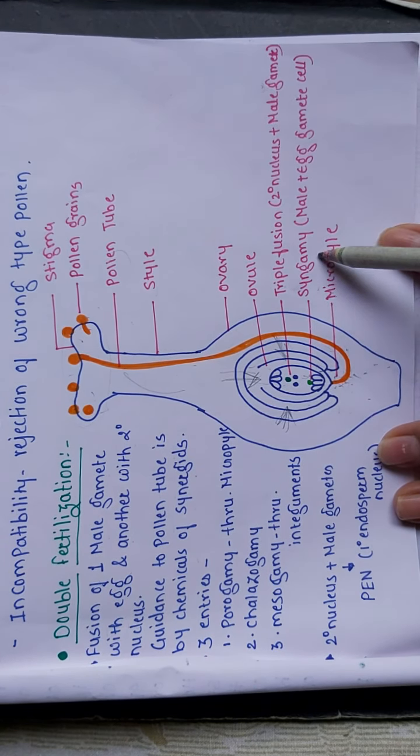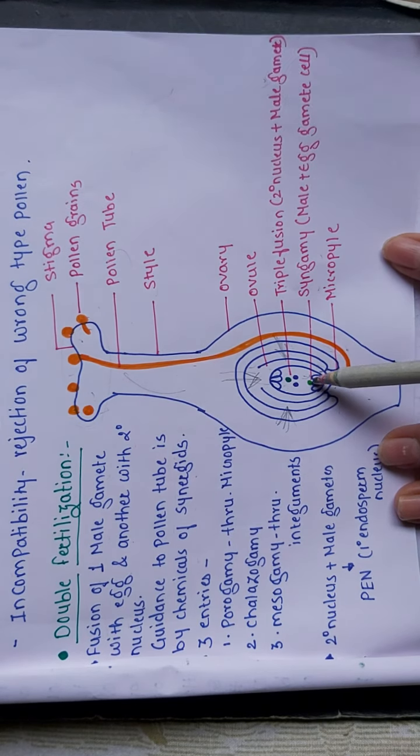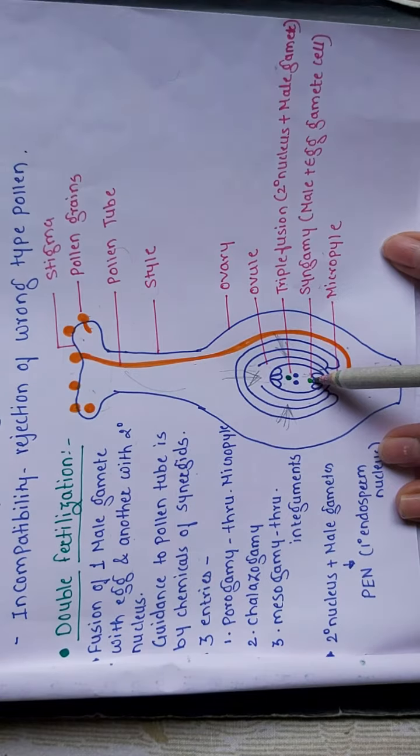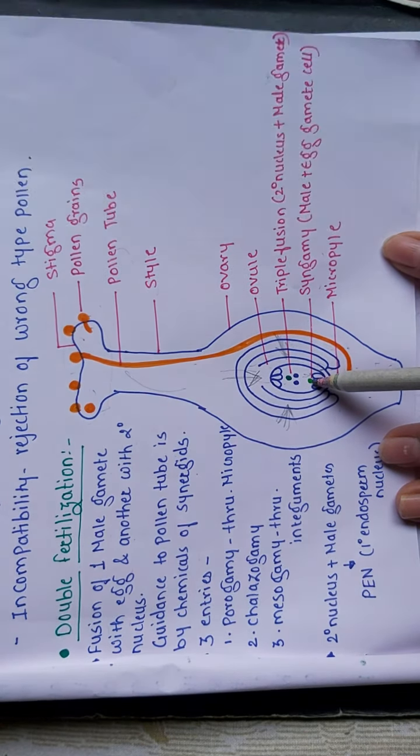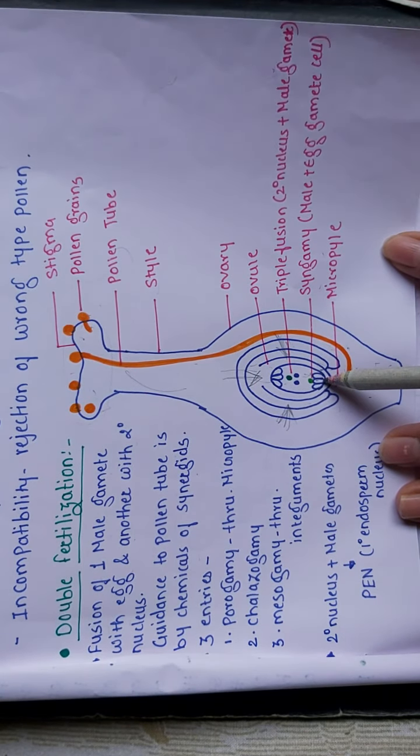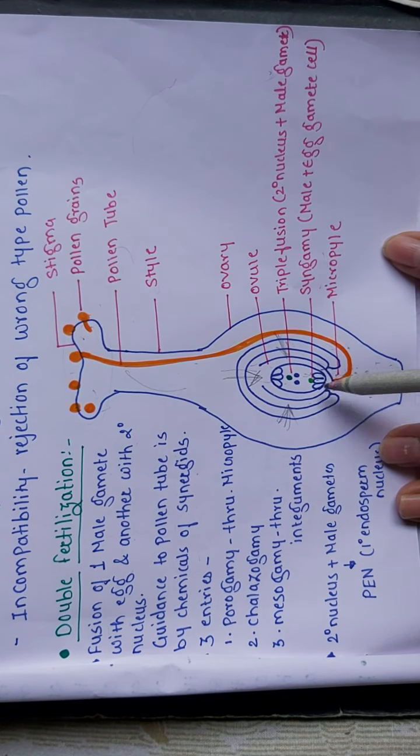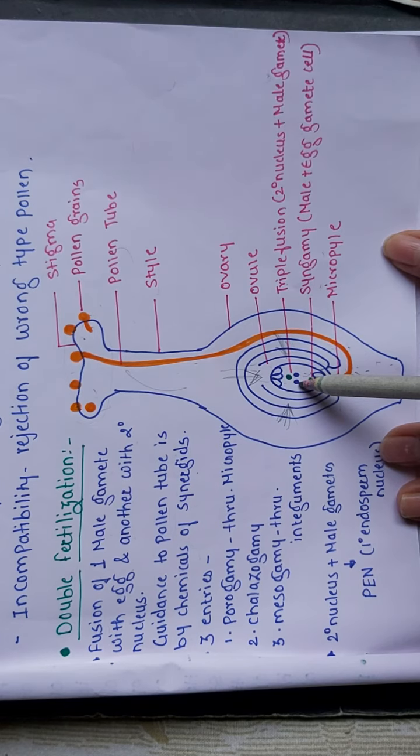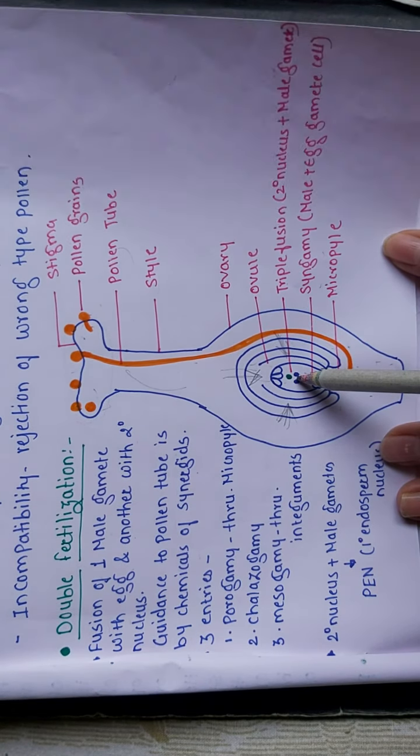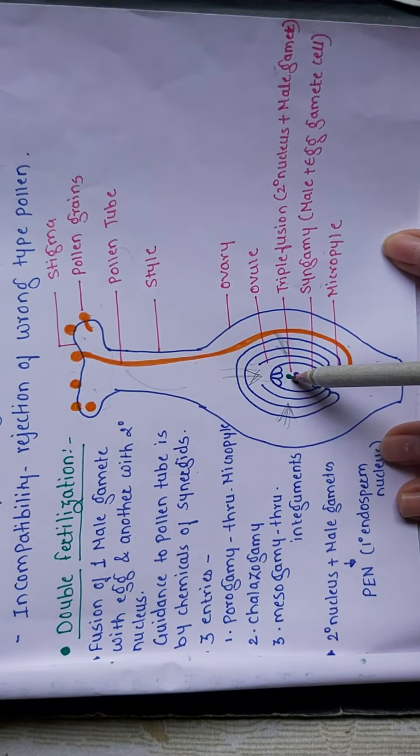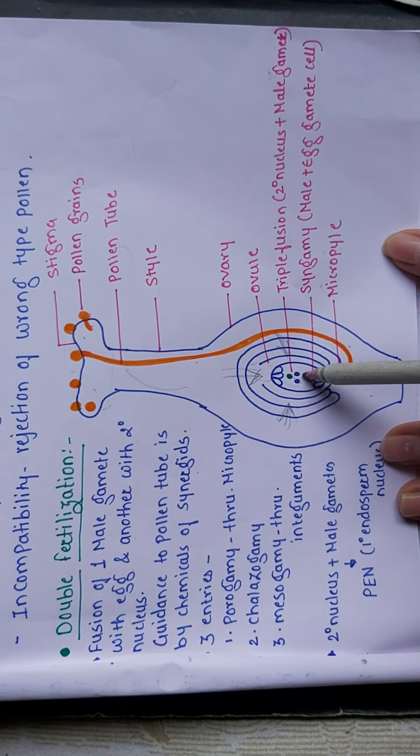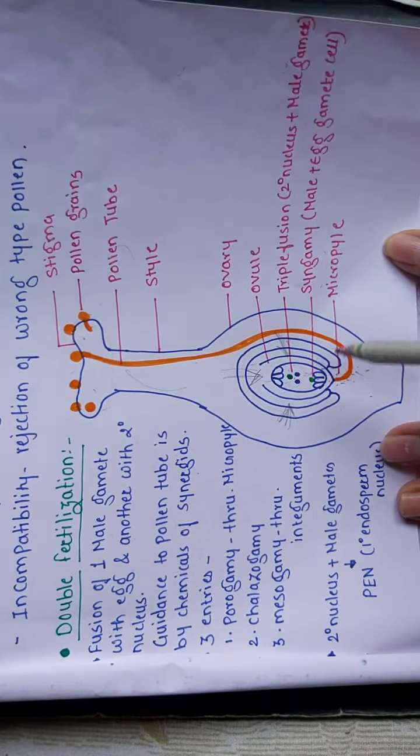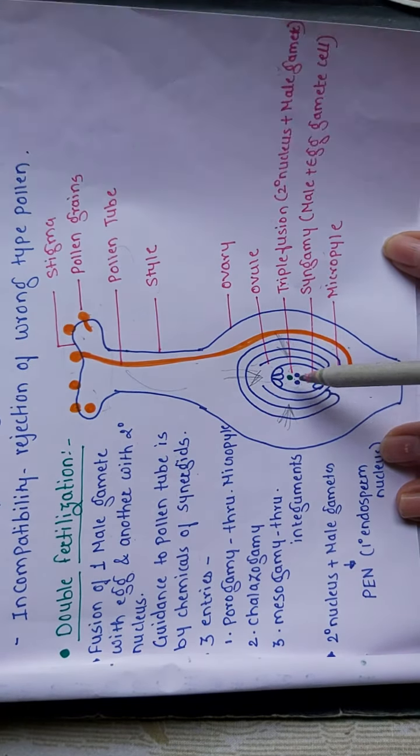Okay, syngamy is nothing but the fusion of the male gamete. This green, hopefully you can see here that I have made a dot. Okay, it is the fusion. This male gamete fuses with the female gamete, that is the syngamy. And the triple fusion, these two are the secondary nucleus of the embryo sac or female gametophyte. It fuses with the male gamete. So it is 3N and it is 2N. Okay, so this is known as what? It is syngamy, and it is what?